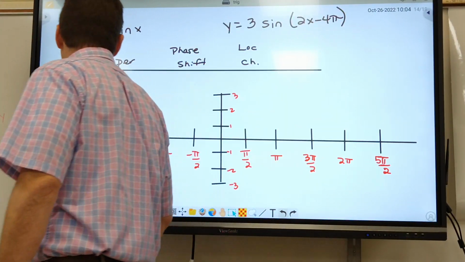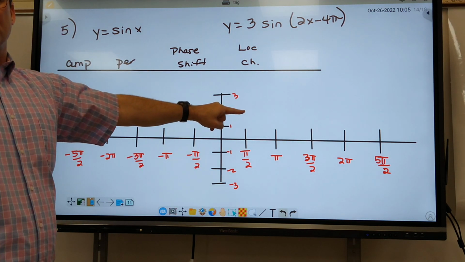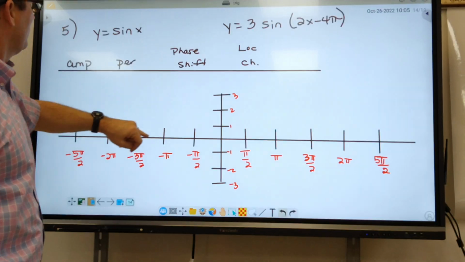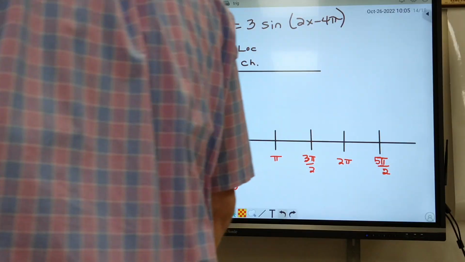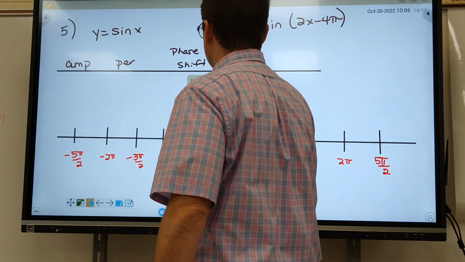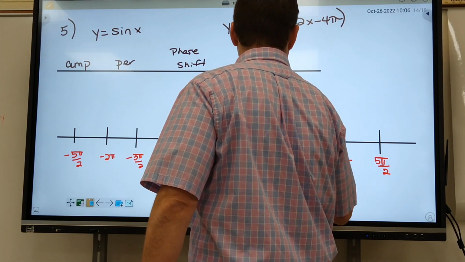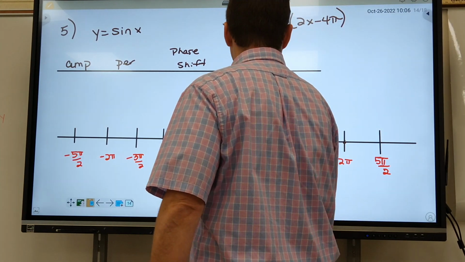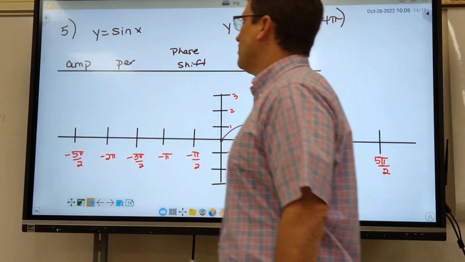Last one on this paper. Go to 5. Alright, you guys go ahead and draw your parent graph for sine x. It's just like number 1 and number 3. Y'all can do that. And then answer your 4 questions. And we'll see how far you get. Alright, so sine x. Let me get back my regular pencil here. Sine x. There. Alright, so that's what we got for sine x. Write down your 4 answers.